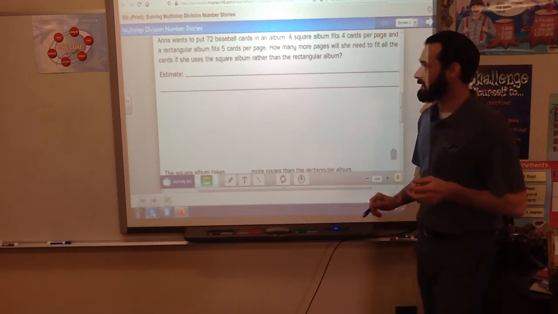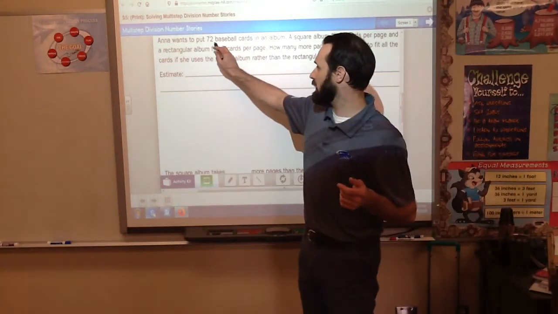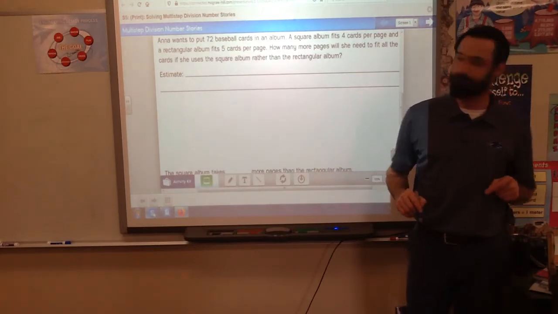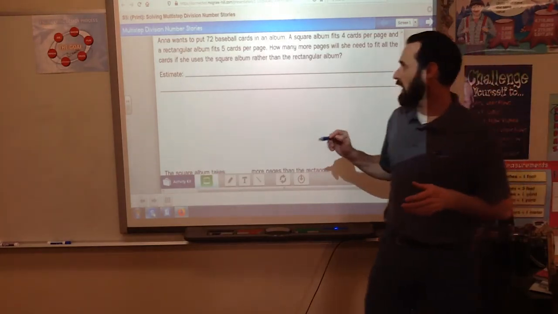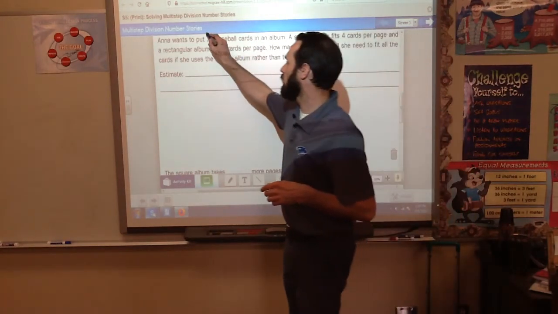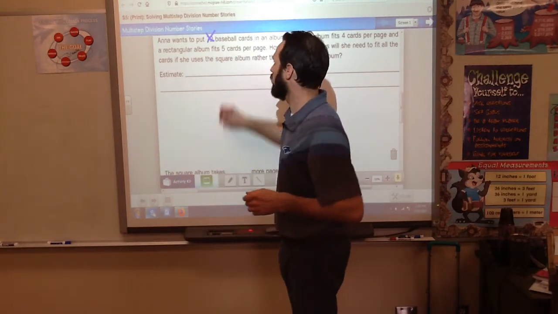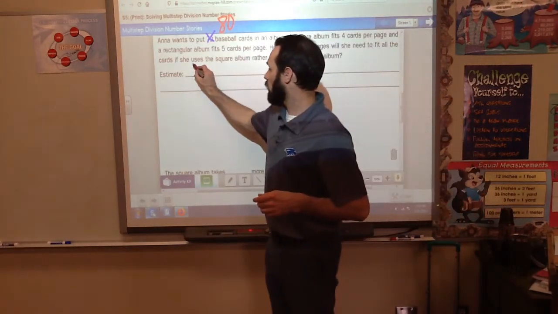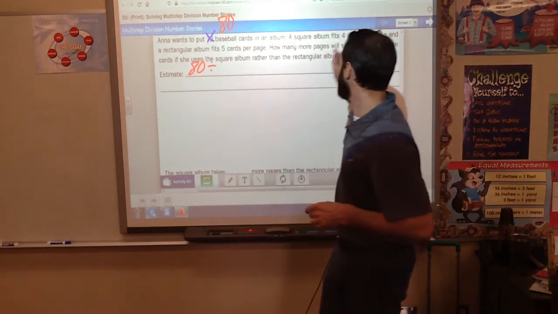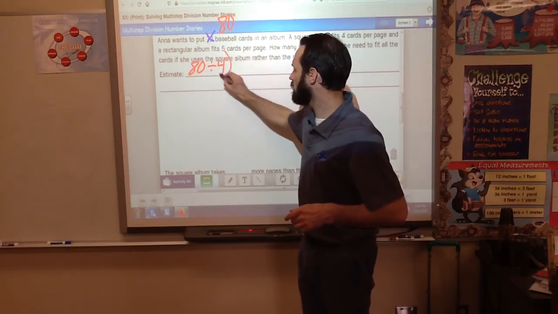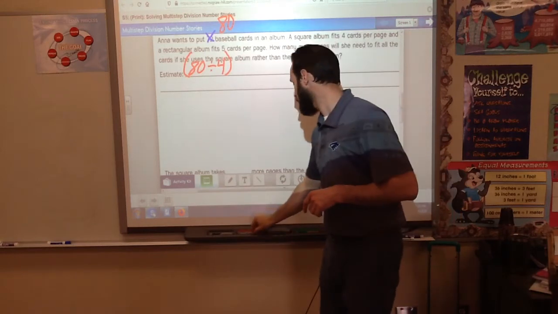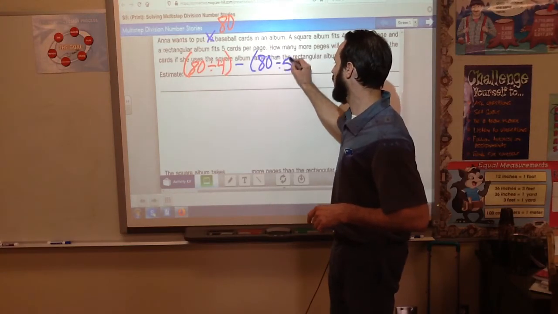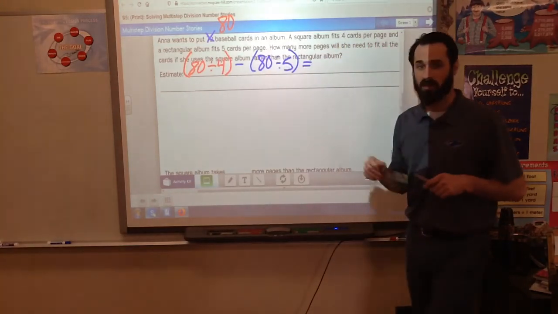So when we're writing our estimate here, rather than doing 72, I think what I would probably do is round this to something that I can divide both of them by. So normally I'd tell you to go to 70 here, but we're going to go with 80 because I know 80 is divisible by 4 and 5. So it's 80 divided by, if we put 4 cards in, that's going to tell us how many pages we need, minus 80 divided by 5. And that's going to get us how many pages more we need.